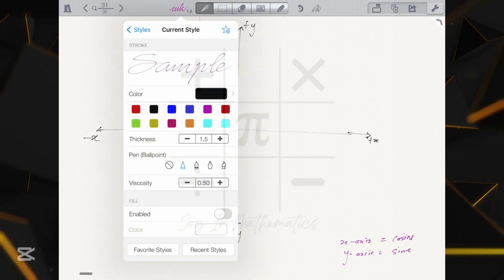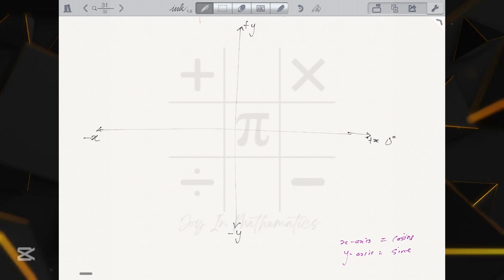Okay, proceeding on, we know that this is 0 degrees in the positive angle direction going anti-clockwise. This will be 90 degrees. We will have 180 degrees here. We will also have 270 degrees and 360 degrees. So with that done, let's take the analysis. Now, x-axis belongs to the cosine, y-axis belongs to the sine. So let's analyze that now.